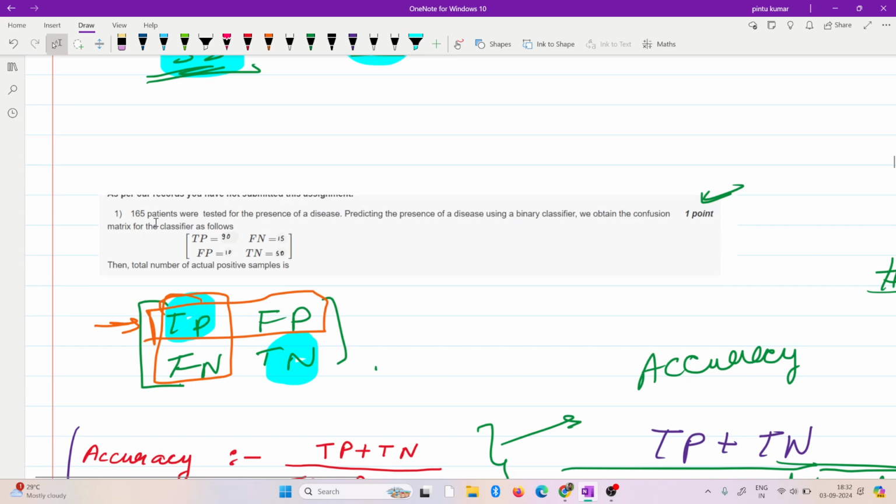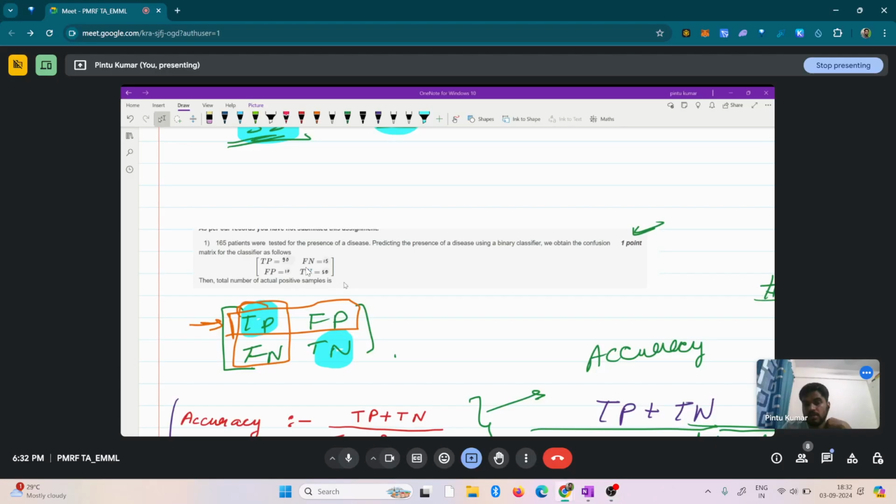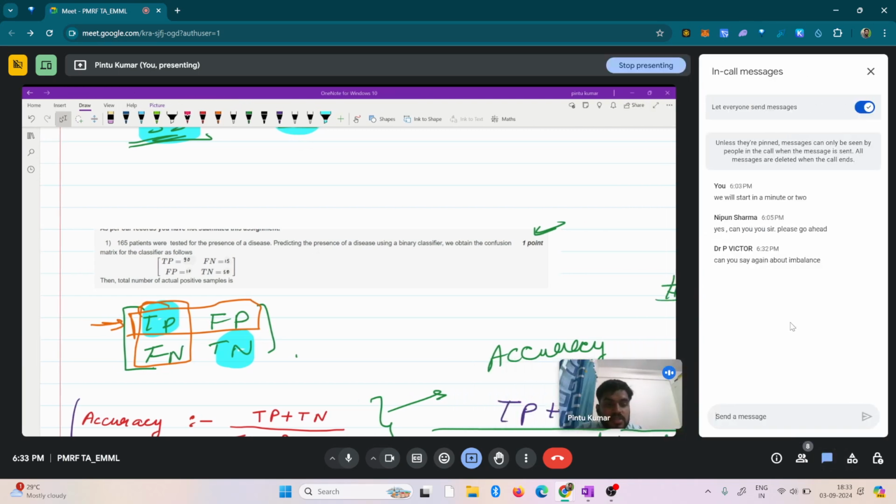So the example says 165 patients were tested for the presence of a disease. Predicting the presence of a disease using a binary classifier, we obtain the following confusion matrix. What is the total number of actual positive samples? You guys just solve and comment what is the correct answer for this.